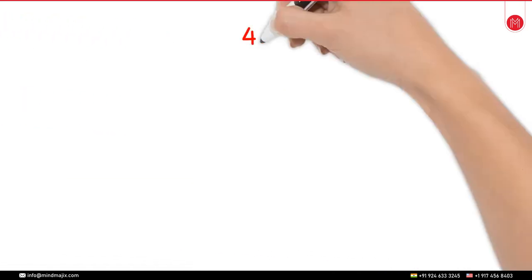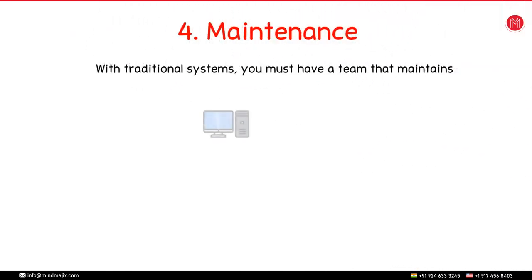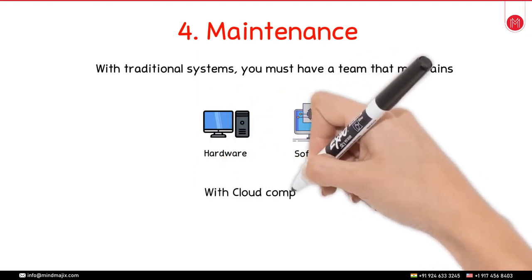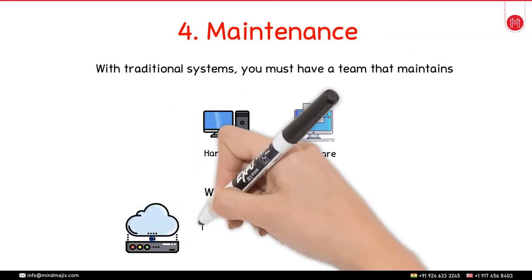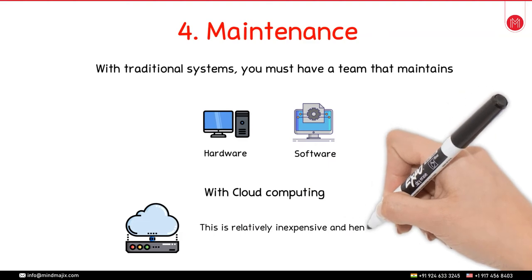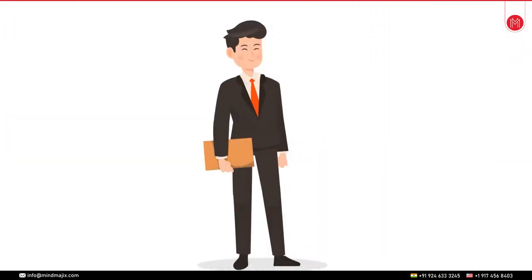And the fourth point here is maintenance. With traditional systems, you must have a team that maintains hardware and the software. Here, you might end up spending a significant amount of money. With cloud computing, the headache of maintaining everything is taken care of by the cloud service provider. This is relatively inexpensive and hence very fruitful. After hearing all of this, John was quite satisfied.